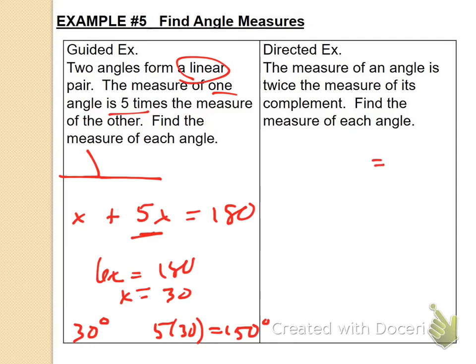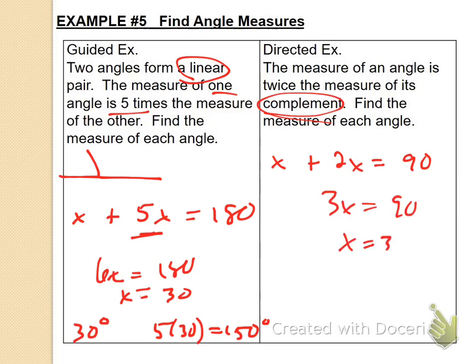Okay, they are complements, so they have to add to 90. And if one angle is twice the measure of the other one, then we're back to setting it up kind of the same way as the previous example, just x plus 2x equals 90. Solve this, x ends up being 30. So one angle is 30, the other one is 2 times 30, or 60 degrees, and those two do add to 90, so you're in good shape.